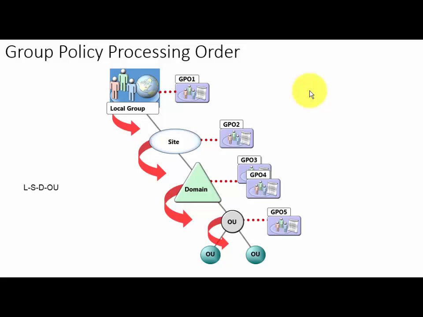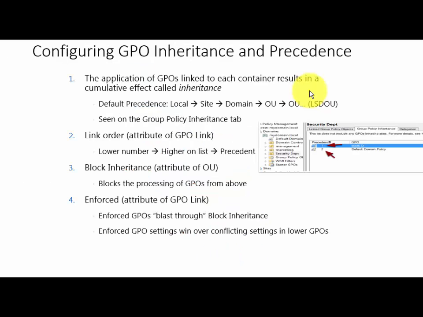Group policy processing order is applied. Actually, it shows LSDOU. That's a good one, that's one line. Okay, there's another question coming here. So this is just an overview of the main portions of group policy. As it shows here, default precedence is local, site, domain, OU, LSDOU, seen on the group policy inheritance tab.